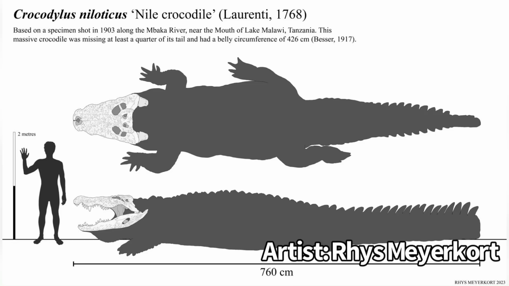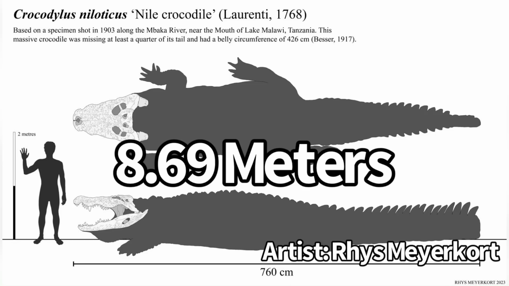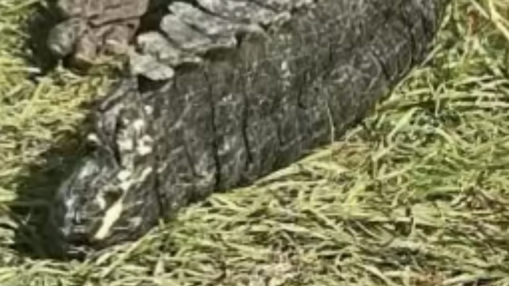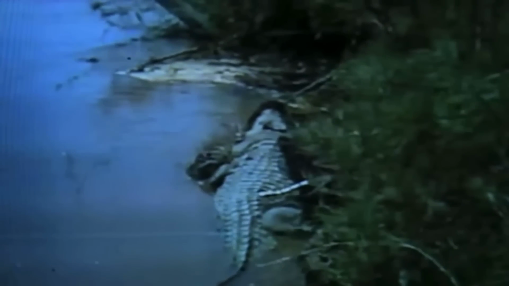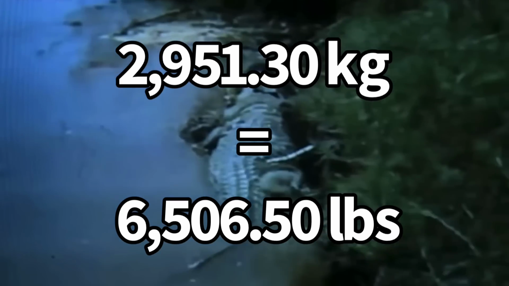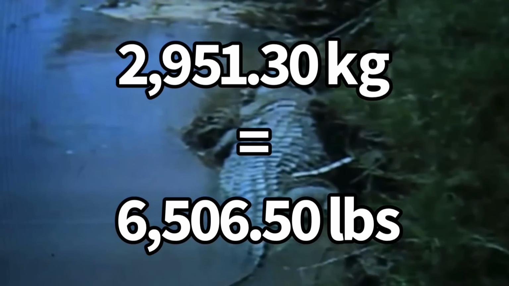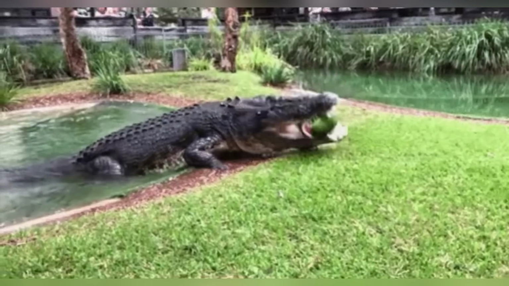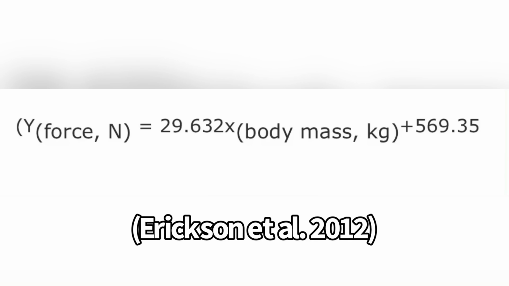For the equation, I used the following length for the Nile crocodile, based on the fact Besser said a quarter of the tail was missing. I ended up with a mass just under 3,000 kilograms, or about 6,500 pounds. With this new mass, I was able to find its bite force with this equation.